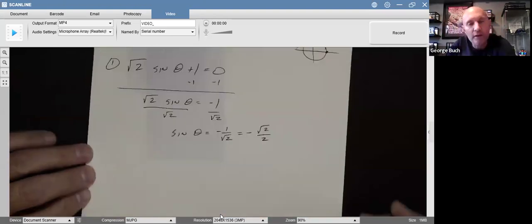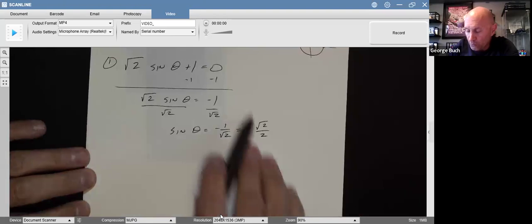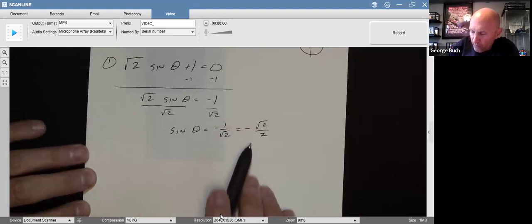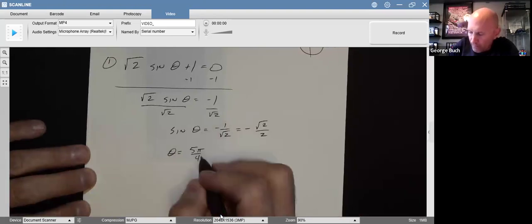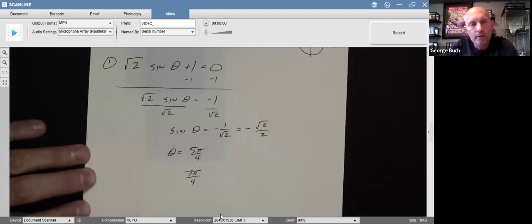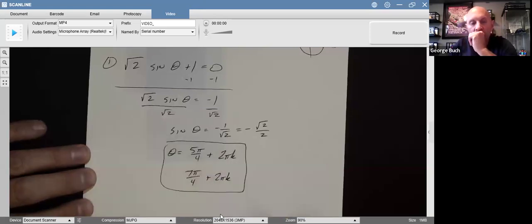So now to solve these, the first thing I need to do is say where on the entire unit circle is sine equal to negative root 2 over 2. And that's when theta is 5 pi over 4 and theta is 7 pi over 4. And so if this said just what are the answers on 0 to 2 pi, that's it, I'm done. But it didn't. It said find all the solutions, meaning I need to add 2 pi k to both of these. So that would be my answer.